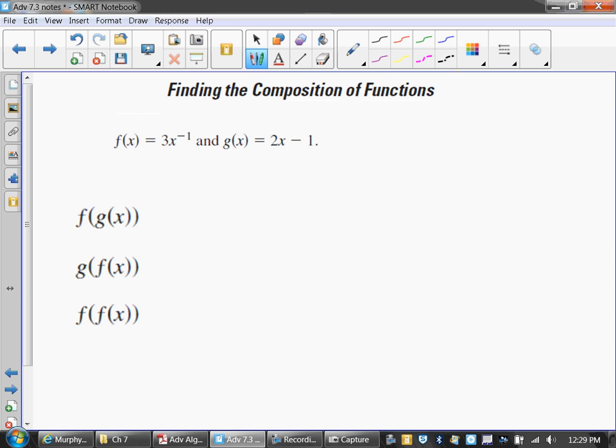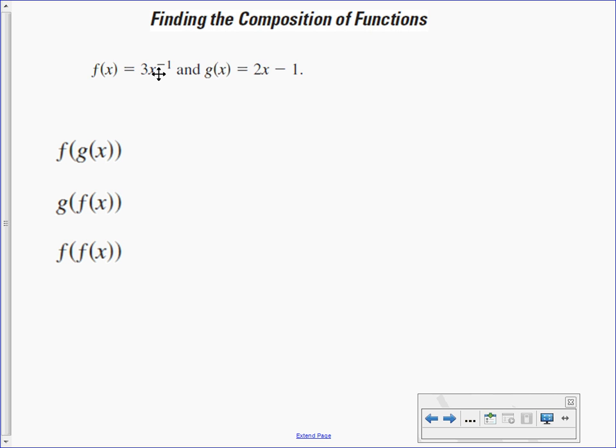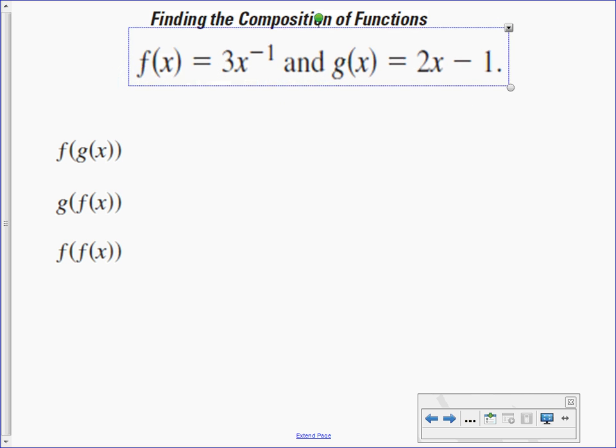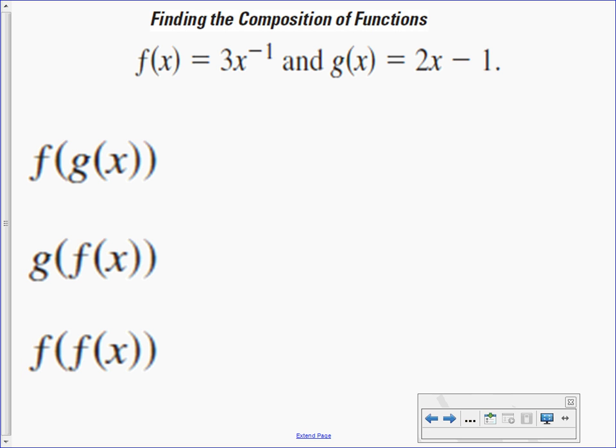Composition of functions. This is where it tends to become a little bit more complicated. When you're dealing with the composite of functions, that means you're taking one function and putting it in for the variable of x in the other function.